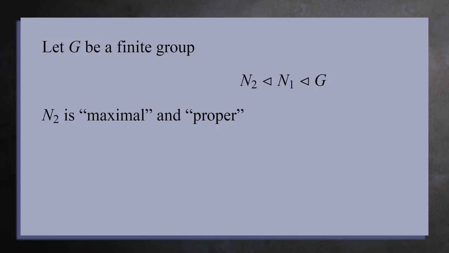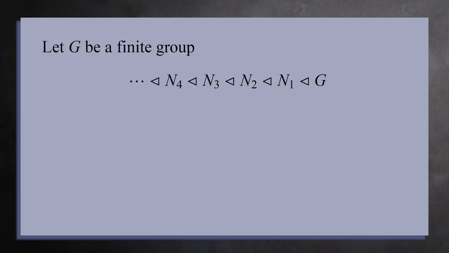Now continue this process by picking a group N2 that's a normal subgroup of N1 and is also maximal and proper. Continue this process until eventually you end up with the trivial group. The result is a chain of groups where each one is a normal subgroup of its parent. This is often called a normal series. In each step, we chose as large a normal subgroup as possible that was a proper subset, so we have a chain that's as long as possible and has no duplicate groups. We call a normal chain that's as long as possible a composition series.